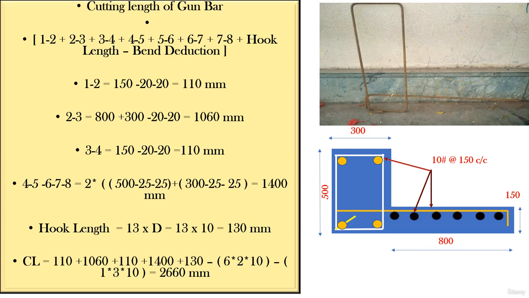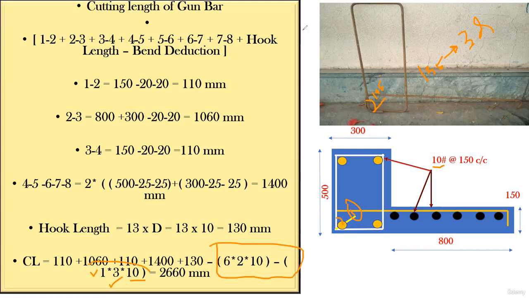This particular bar will be bent at 135 degree. You cannot see it, but it is 135. So this angle will be 135 degree. So for a 135-degree bend, we take 3D deduction. We take 3D deduction. So only one 135-degree bend is there. So we have taken 1 into 3 into D, again 10 diameter bar. So 1 into 3 into 10, you have to deduct. So this much part, whatever you can see, is the bend deduction part.